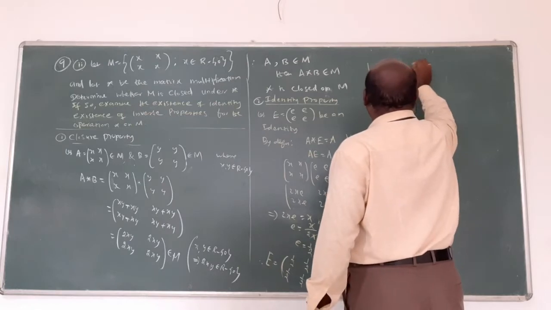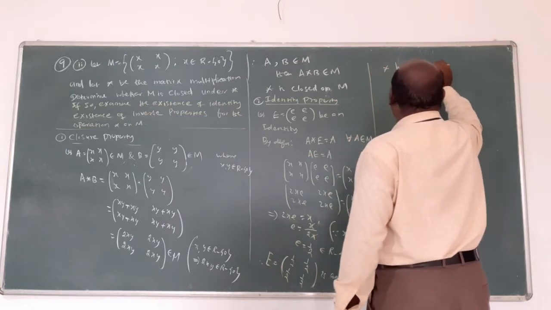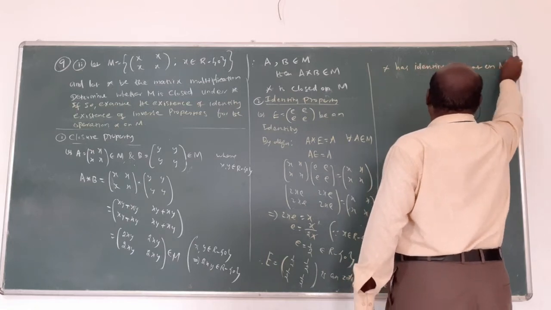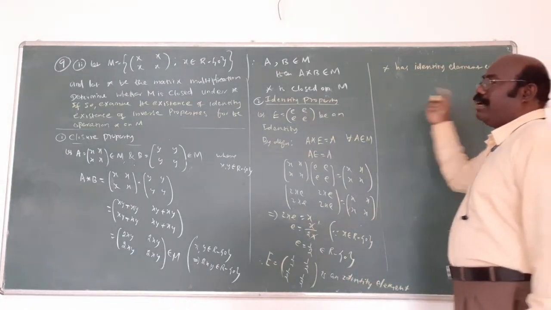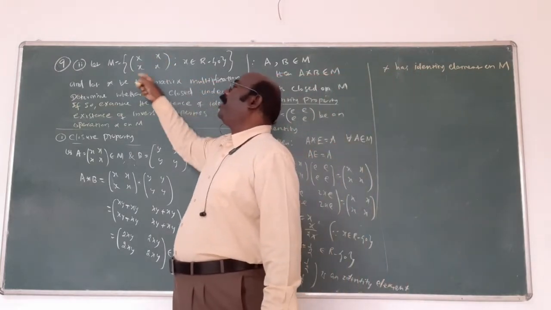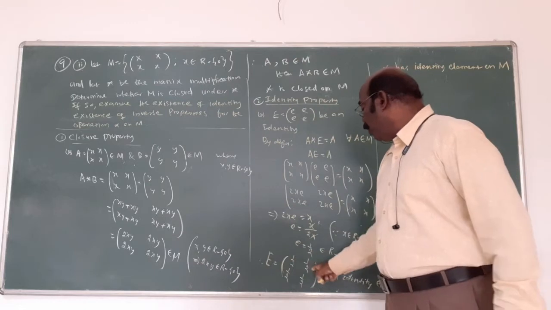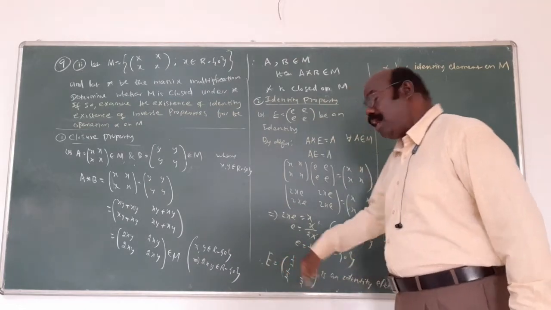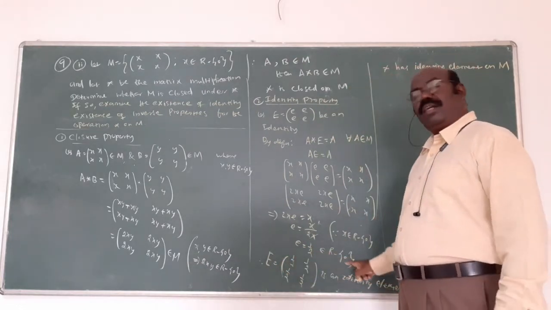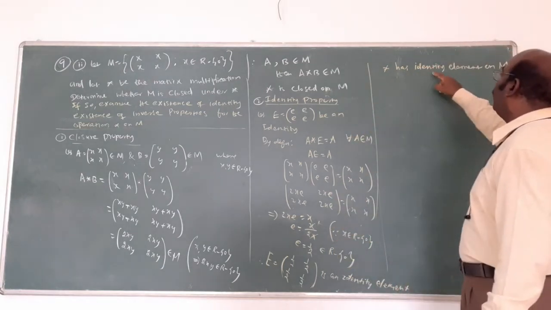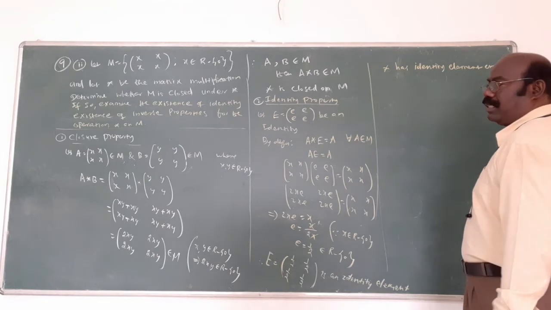Star has an identity element on M. What is it? M is all the real elements, and the element must not equal 0. Here e is 1 by 2, and 1 by 2 is not equal to 0. That is R except 0. That's why it has an identity element in M.